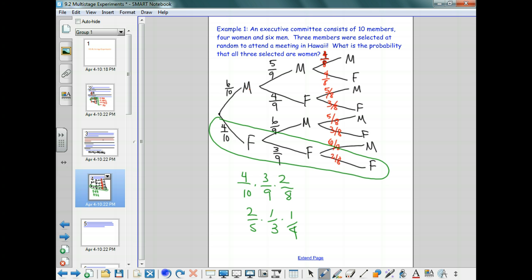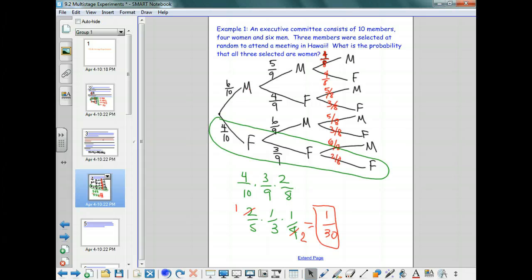What could you reduce? Somebody said the 2 and the 4 could be reduced here if you want. If you don't reduce them now, you're going to have to reduce them later. So if you reduce them now, you're going to end up with what on the top? 1 and what on the bottom? 30. Yeah. If you didn't reduce it, you would have had 2 over 60, and then you would have had to reduce. Either way, you're going to reduce. So it is not real likely that you're going to take 3 women on the trip, is it? No.